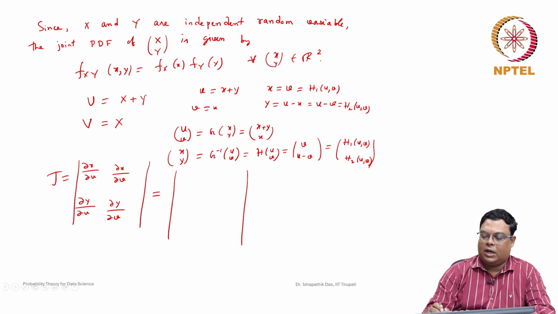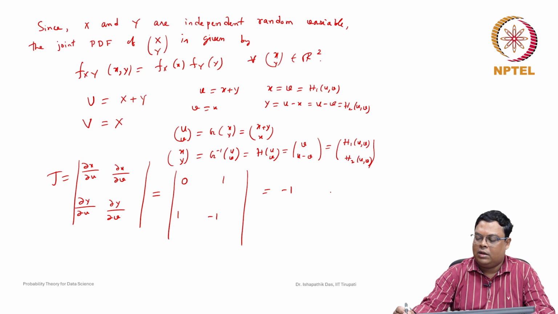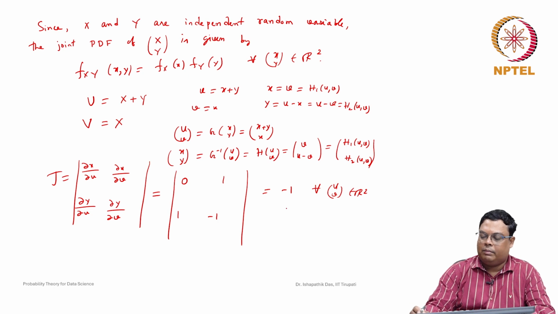So now del x by del u will be 0, because it is independent of u. Del x by del v will be 1, and then del y by del u will be 1, and del y by del v will be minus 1. So the determinant will be minus 1 for all (u, v) belonging to R2. So you see that this is minus 1.